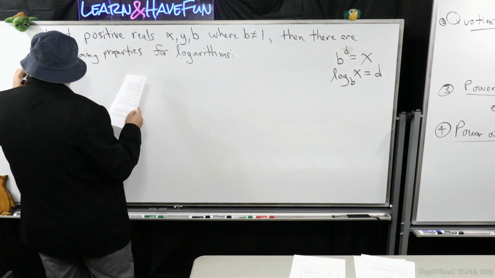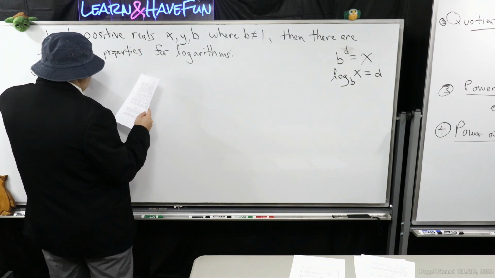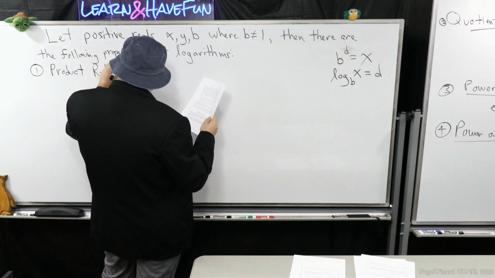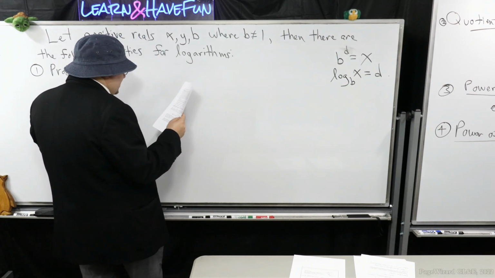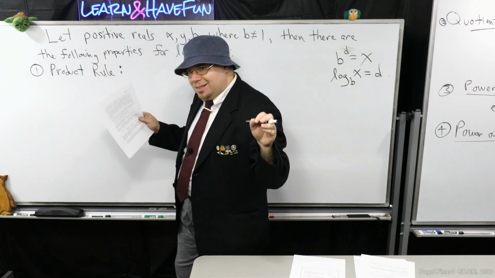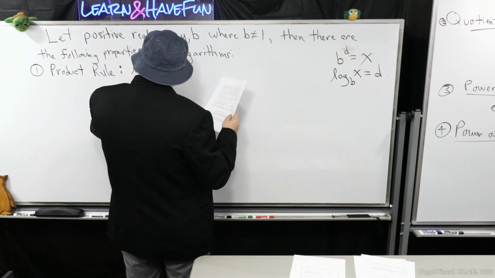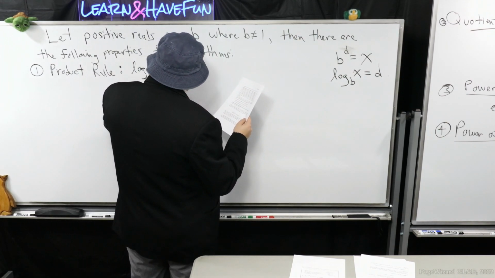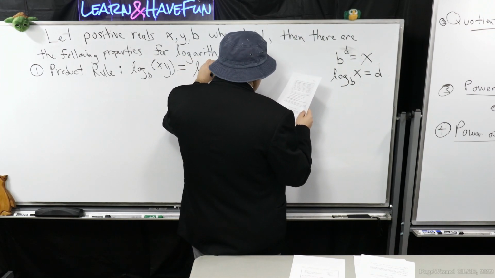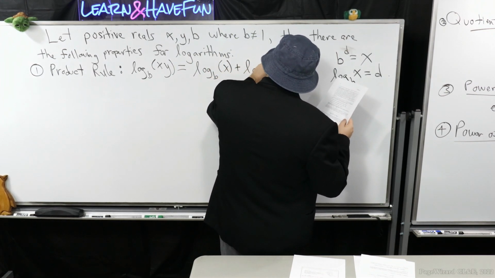So here are some properties, and you're going to see that they're somewhat related to the things we just talked about. First, the product rule. I'm just going to call it the product rule for the sake of brevity, but I mean the product rule, or product law, of logarithms. This is log base b of x times y is equal to log base b of x plus log base b of y.